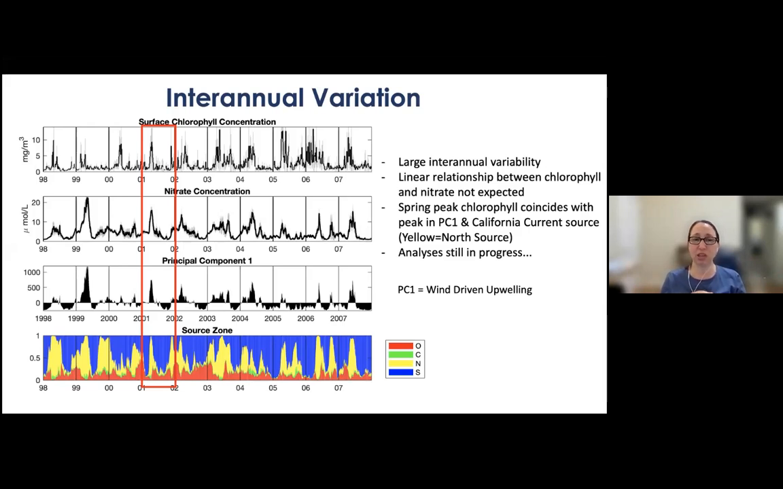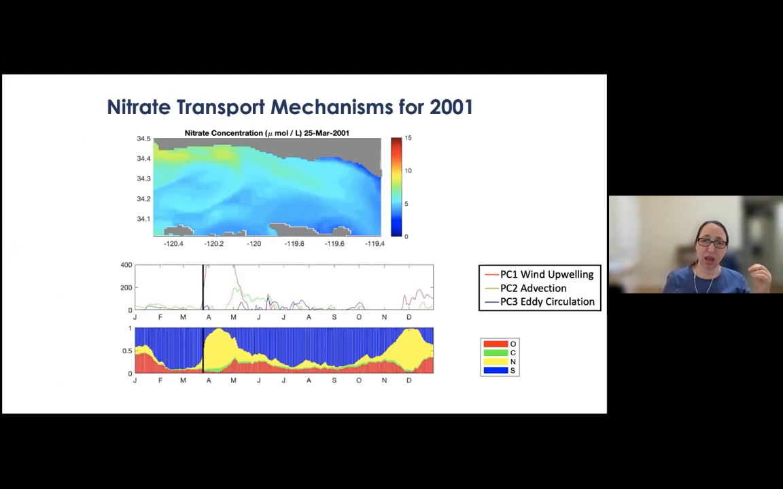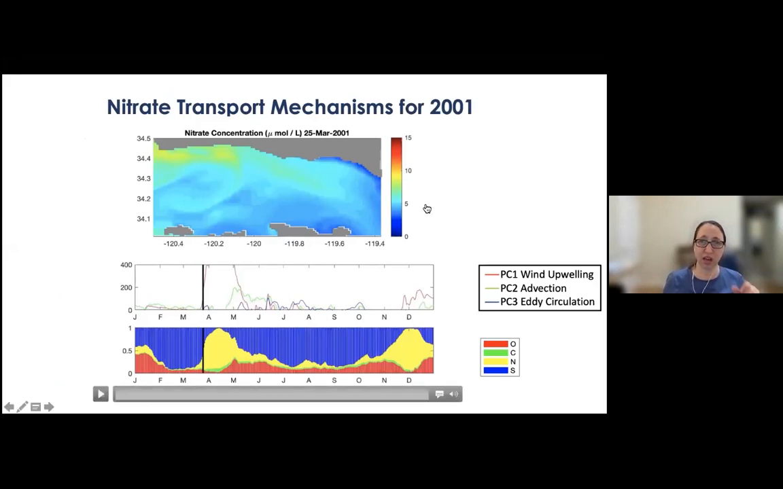Now, this is what I would consider the year that looks most like an average year, so most like those annual cycles that we see. And I'm going to show a movie. This is the nitrate concentrations over time. I'm going to start at the end of March and go through, I think, September.